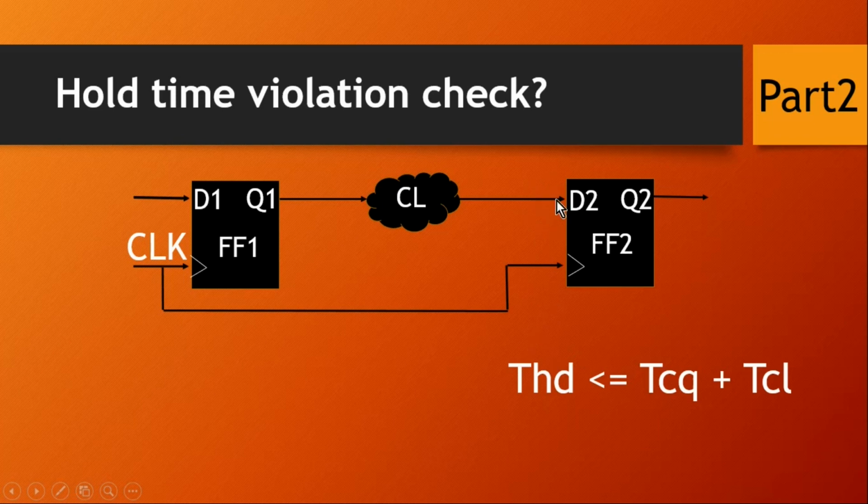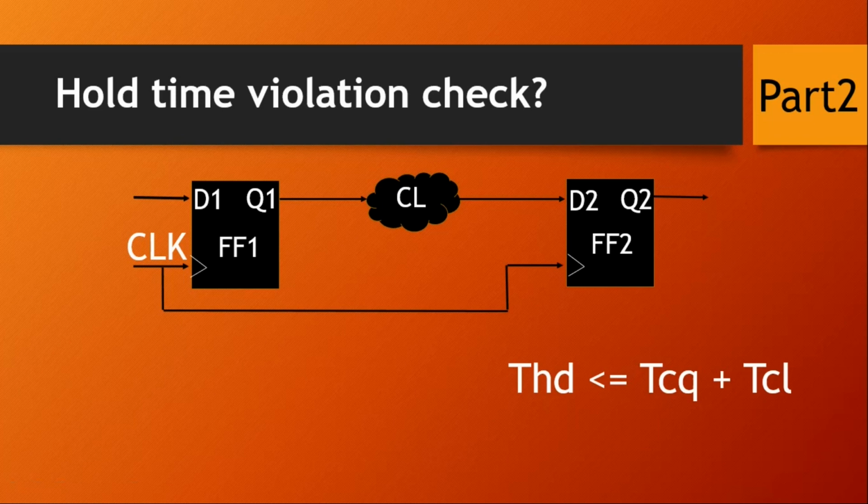It should not vary. But what is happening after this active edge on flip-flop 1? It is transmitting data from its input to output, and then this data is coming at the input of flip-flop 2. Now let us assume the case that this delay is quite small, even less than THD. Then what will happen? This data will arrive at the input of flip-flop 2 in even less than the hold time requirement of flip-flop 2, and the hold time of this flip-flop 2 will be violated. And this flip-flop may go into a metastable state and cause functionality failure.